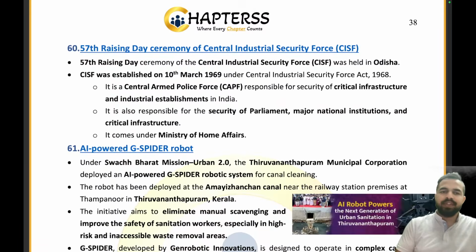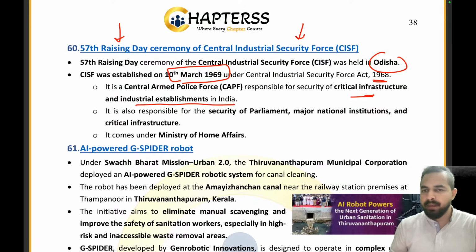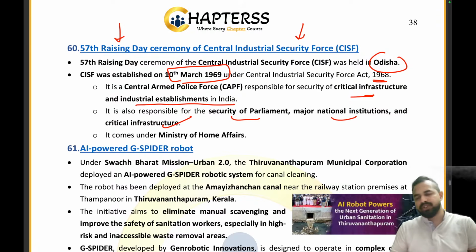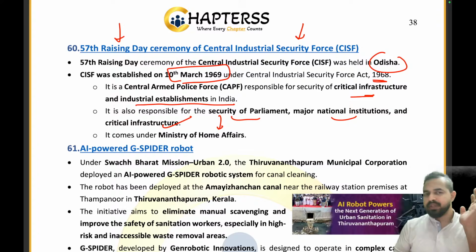Clear everyone? The 57th raising day ceremony of the CISF was held in Odisha. CISF was established on 10th March 1969 under the CISF Act 1968. It is responsible for the security of critical infrastructure and industrial establishments in India. Whenever you visit any Maharatna or Mini Ratna company, you will see that the persons guarding the organization are the CISF. Clear? It is responsible for the security of Parliament, major national institutions and critical infrastructure, for example, airports. My dear friends, it comes under the Ministry of Home Affairs, right?